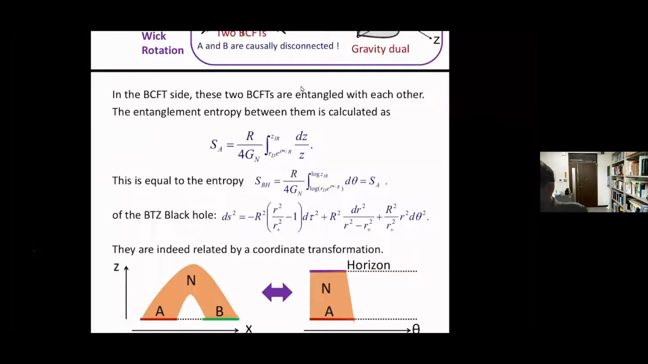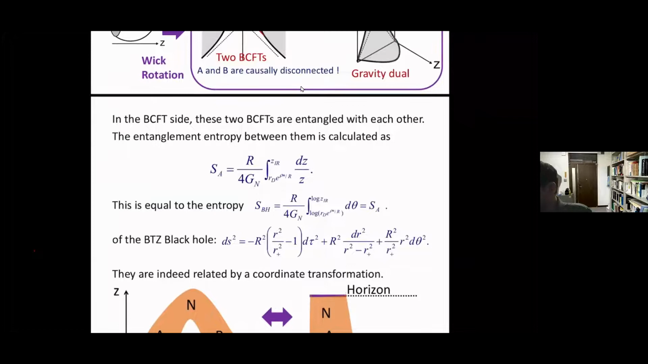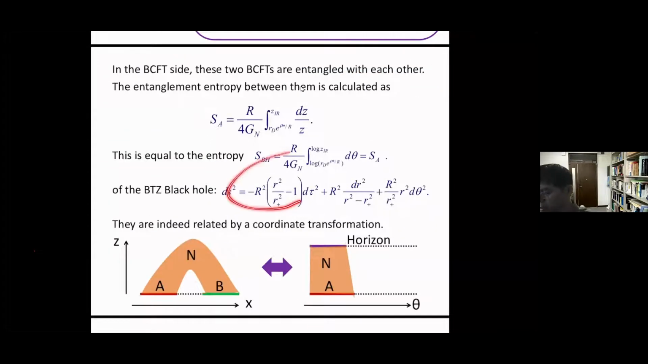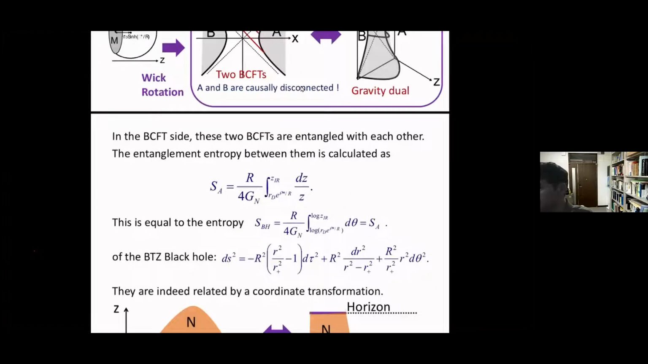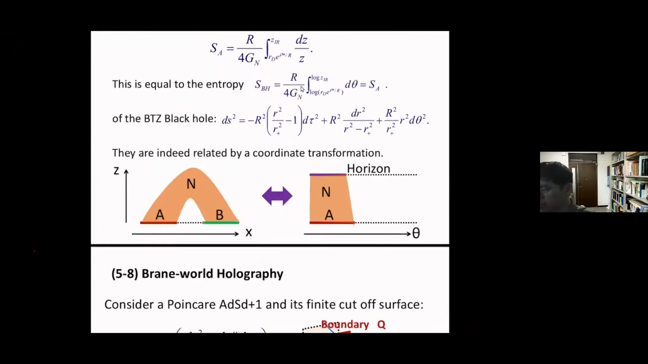But this entanglement entropy, you can regard as part of the black hole horizon, part of the black hole entropy. Because this is the setup which we talked about, right? This setup we talked about is depicted here.